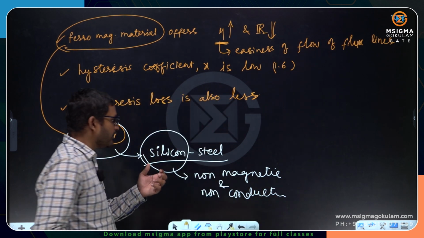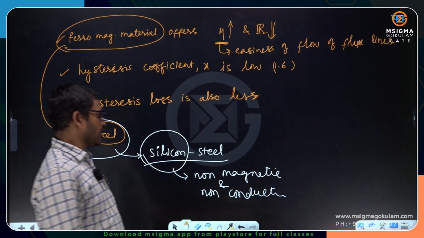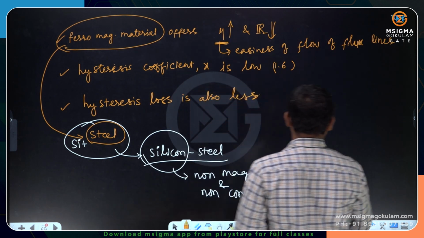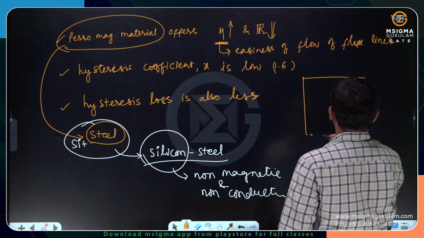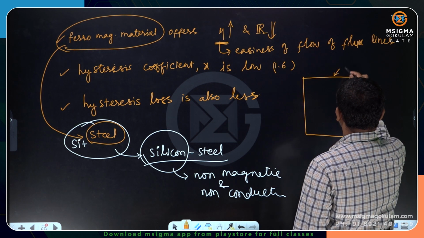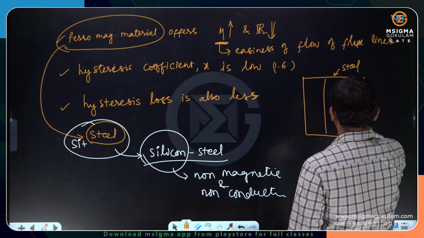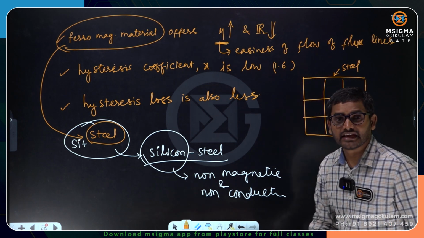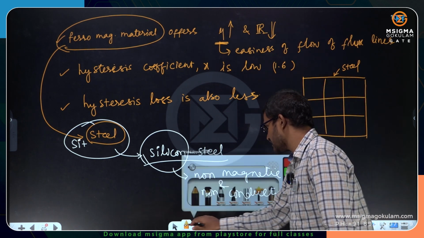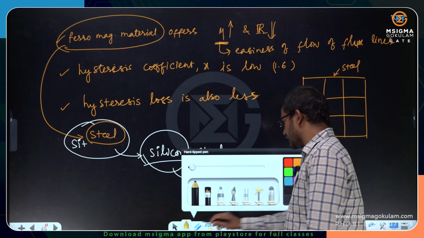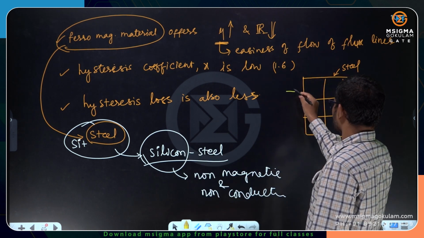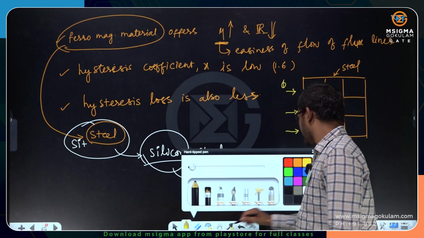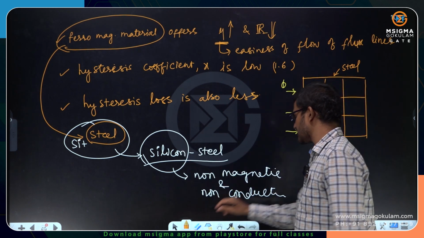Then why are we adding silicon to the steel? What is going to happen in the steel? So I have taken it as steel, and I have so many dipoles here like this. The dipoles are going to be energized here. Let me take the external magnetic field; this is the external magnetic field direction. Now the internal dipoles are going to be like this.